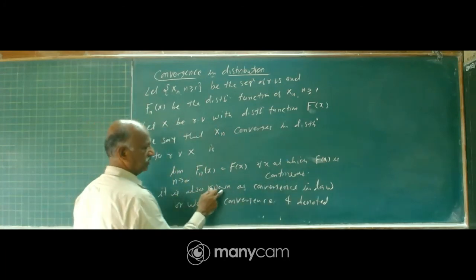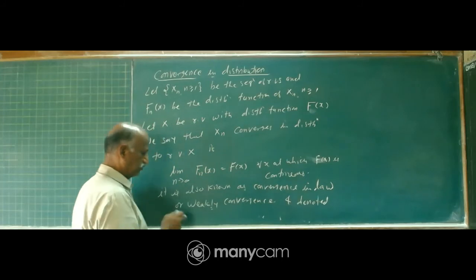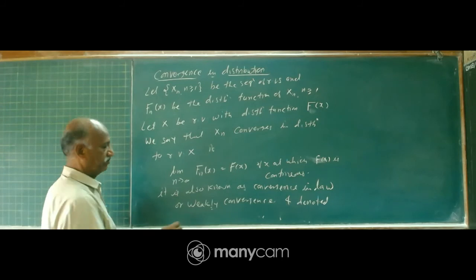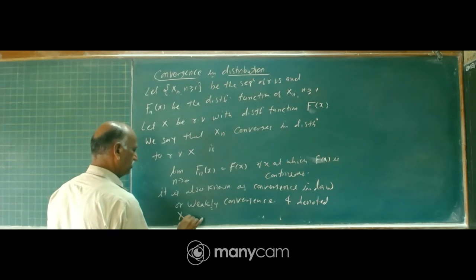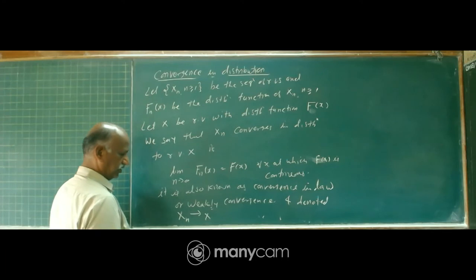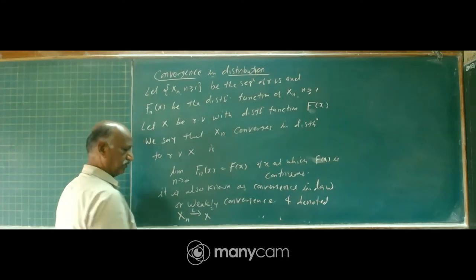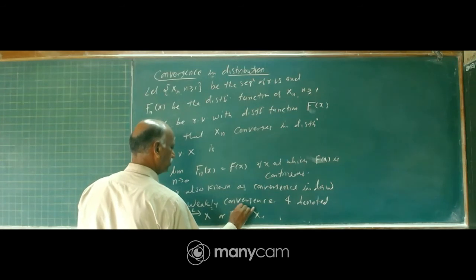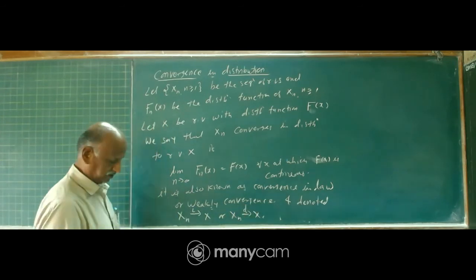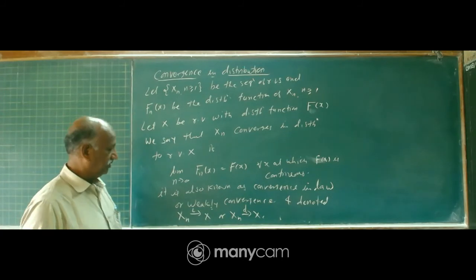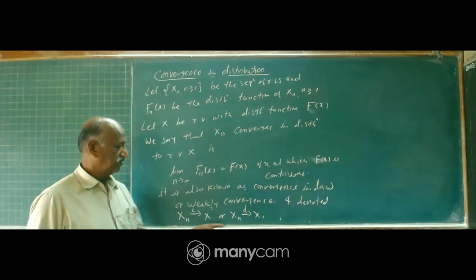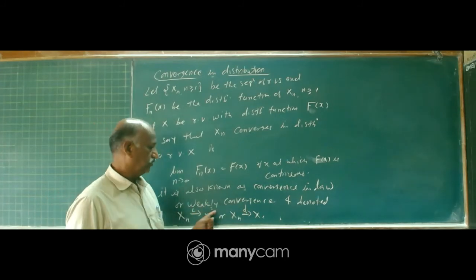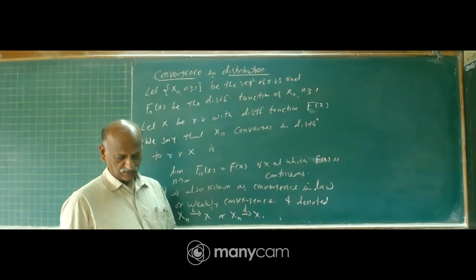It is also known as convergence in law or weak convergence, and it is denoted by Xn converges to X in law, or Xn converges to X in distribution, written Xn converges to X with d above the arrow. It is also called weak convergence.